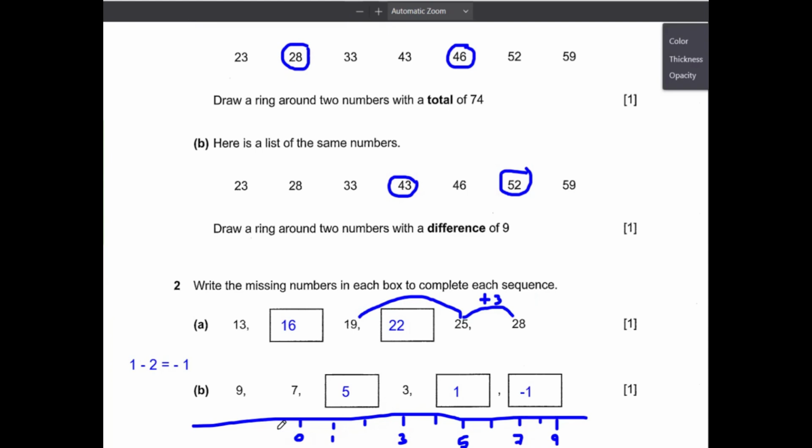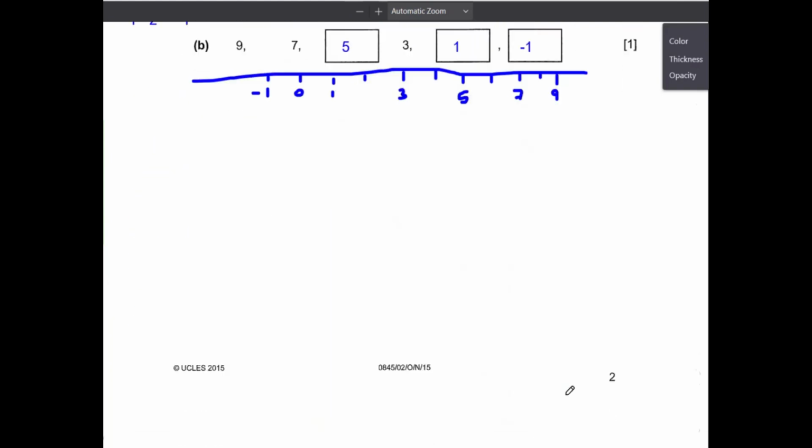Then you skip the 0, and you have got negative 1. Are we clear? Yes. Okay, so the number is going to be what? Negative 1.